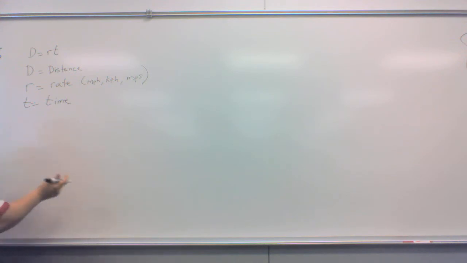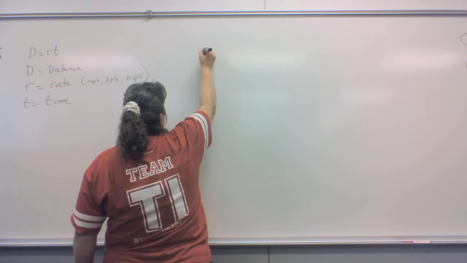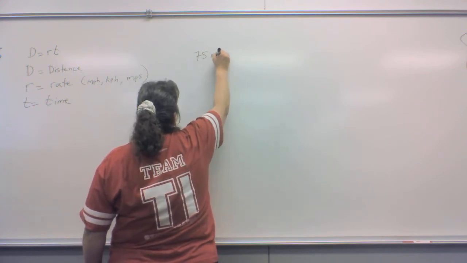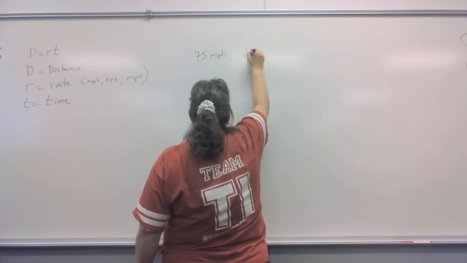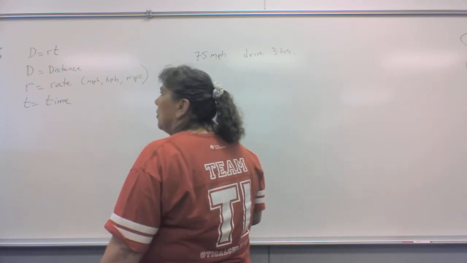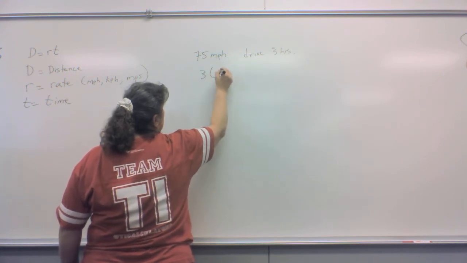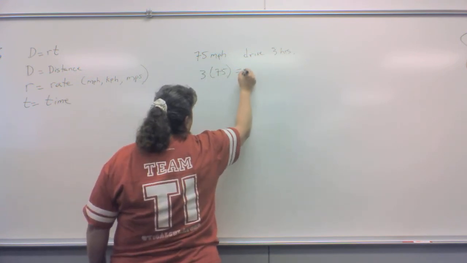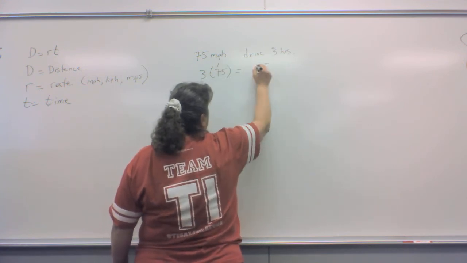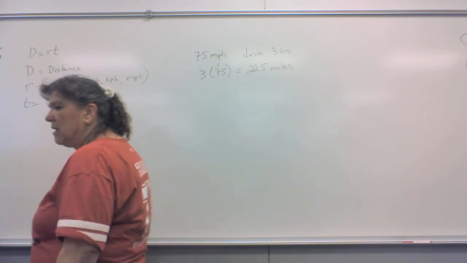So, as we look at this, the very simplest form of these problems is one vehicle or one item going at a fixed rate. So let's look at something very simple, such as my car is going 75 miles per hour, and I drive 3 hours. How far have I driven? Well, 3 times 75 is what it would be, because this is my rate, this is my time. So I just simply multiply the two together. 15, carry my 1, 21, 225 miles is how far I have driven, okay?